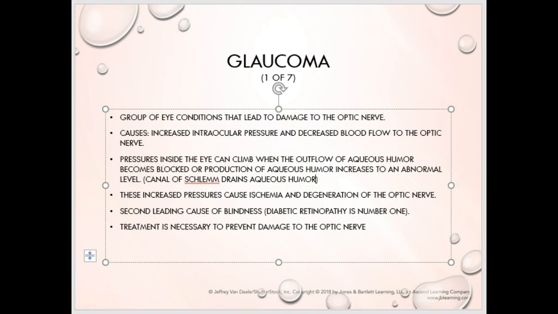So the canal of Schlemm could just get blocked, and it obviously will back that aqueous humor up. It'll increase intraocular pressure, which the damage for that is it pushes back on the optic nerve. Once again, nerves do not like pressure. If it pushes on the optic nerve for too long, it can damage the optic nerve and you can lose your eyesight.